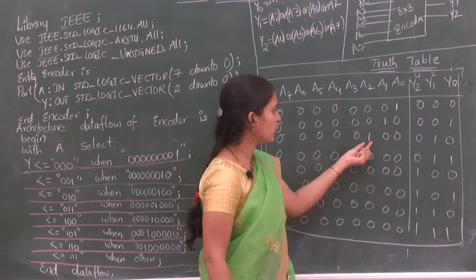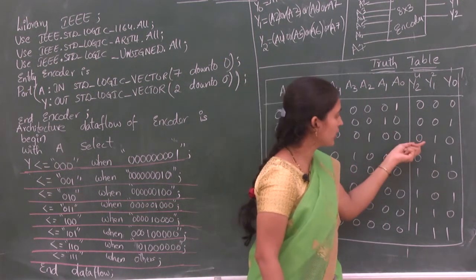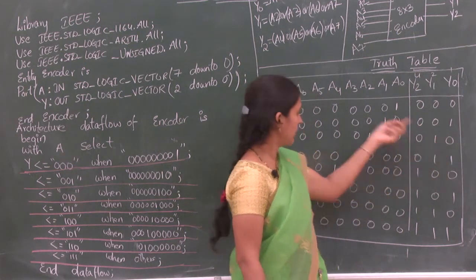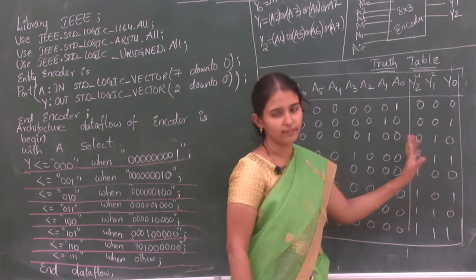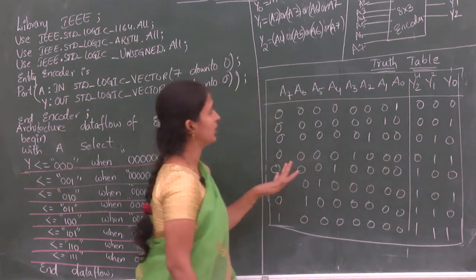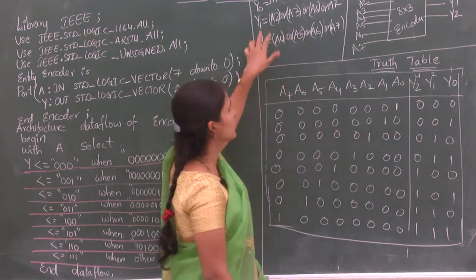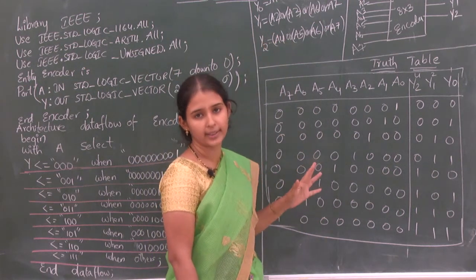Similarly, if A2 is high, that means only one pin is high, it is converted into its equivalent, which is 2, that is 010. Again, if A3 is high, it is converted into 011. Okay, this is your truth table. From this truth table, we can write the equations, and from these equations, you can draw your circuit diagram.